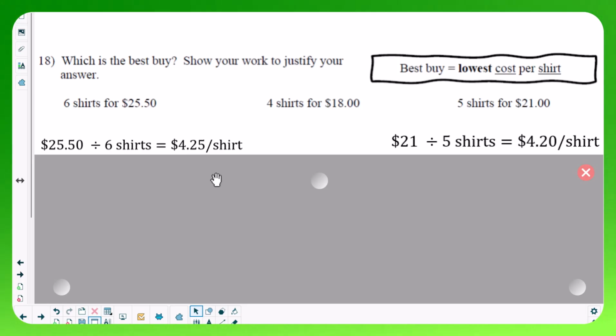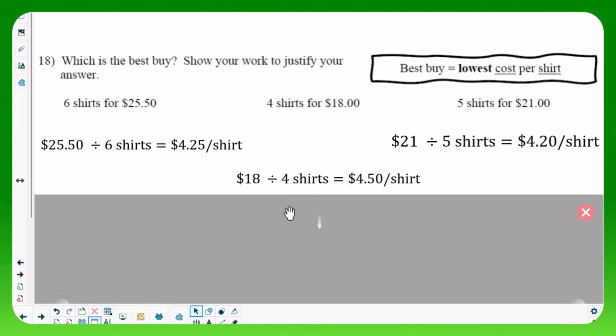At the same time, I also had the 5 shirts for $21, the one all the way on the right. If I take $21 divided by 5 shirts, I get $4.20 per shirt. So that one is cheaper than our first option. It's going to cost less per shirt. And our final option is 4 shirts for $18. If we take $18 divided by 4 shirts, we get $4.50 per shirt.